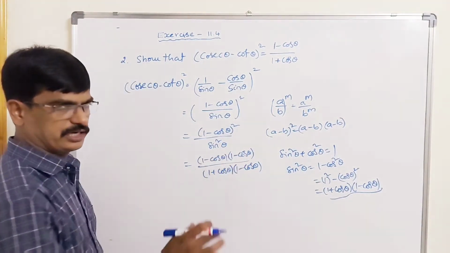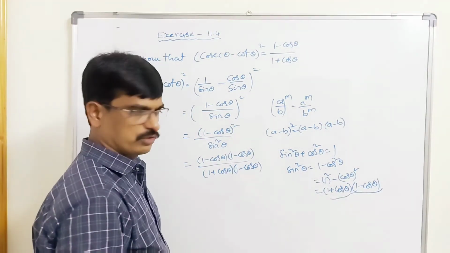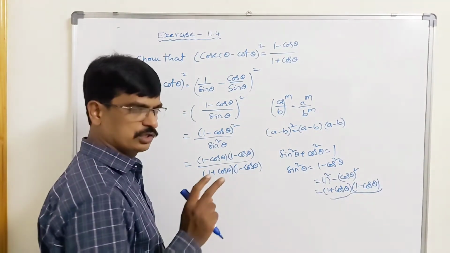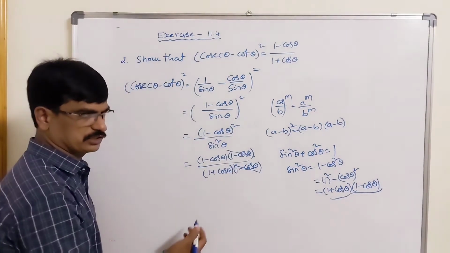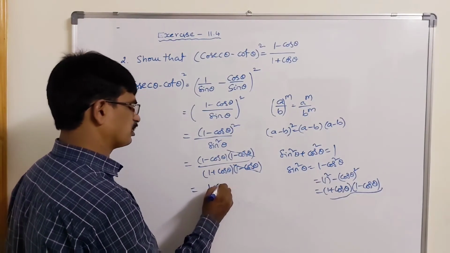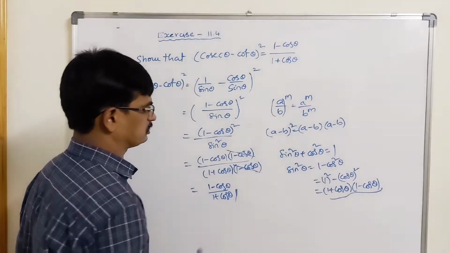Now the numerator is in product form and the denominator is also in product form. The numerator has two factors, the denominator also has two factors, but one is a common factor: (1 minus cos theta) by (1 minus cos theta) cancels out. Then (1 minus cos theta) by (1 plus cos theta) is the required answer.